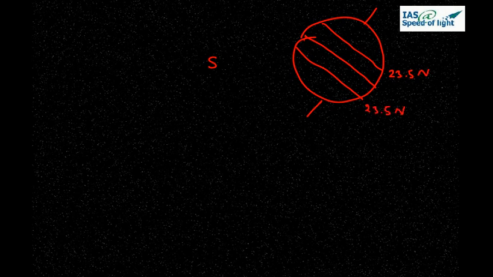Now we can say here this is the winter solstice, where the North Pole is tilted away from the sun. This is the winter solstice. So this time we have direct rays of the sun on 23.5 degree south.